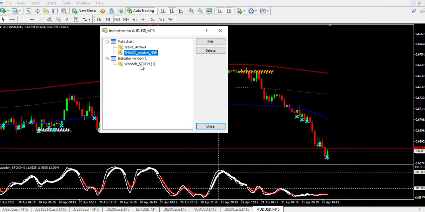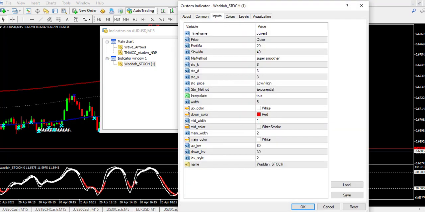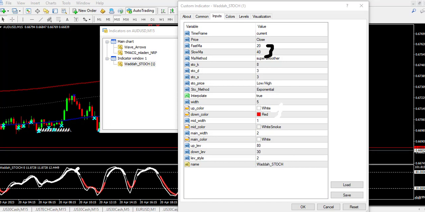Then the last indicator here is this indicator here, and this is where I change the weight for this indicator. This is where we have the white and the red here. You can change it to any color you want, and this is the fast MA and the slow MA is 40. You can change this value also if you like, and see if it will work better for you. So these are all the indicators I use for this particular strategy.